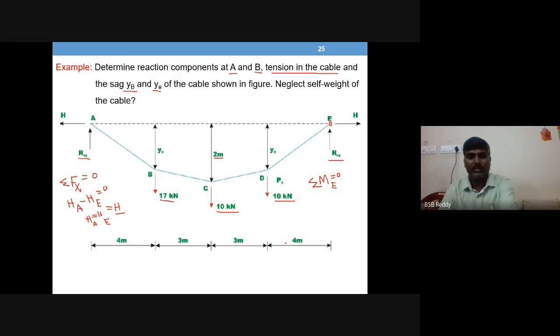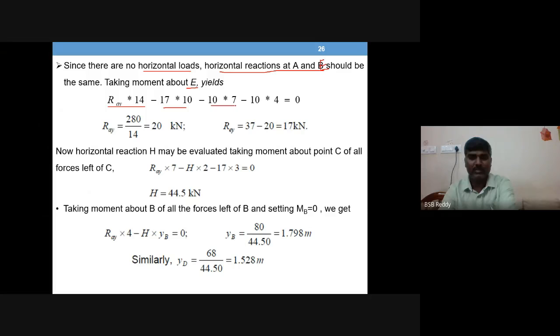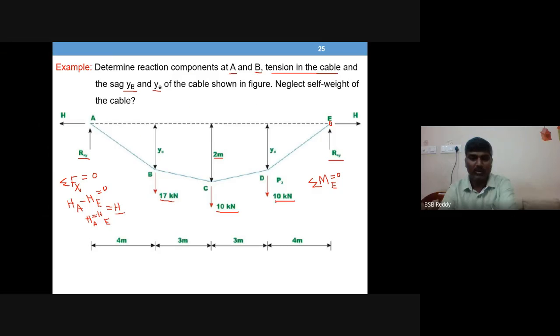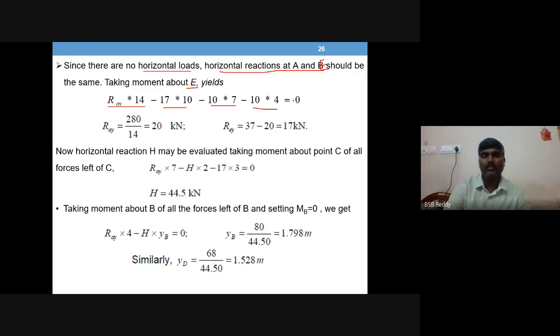10 into 7, 4 plus 3, the horizontal distance between 10 and E. Okay, so that is 10 into 7. One more, 10 kilonewtons into distance 4 is equal to 0. So this is sigma ME equal to 0. So only one unknown here, RAY. So 280 divided by 14, 20 kilonewtons.